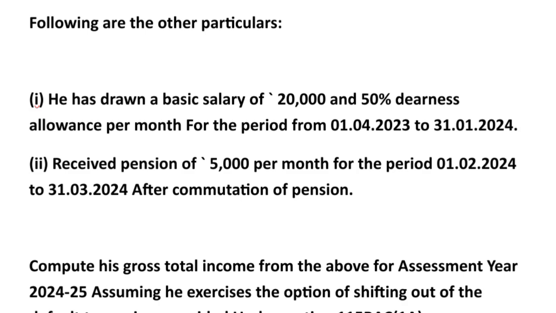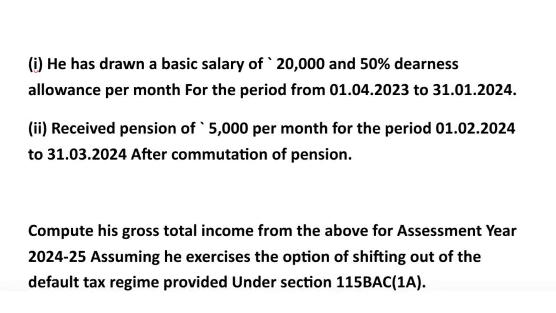First one, he has drawn a basic salary of 20,000 and 50% DA allowance per month for the period from 1st April 2023 to 31st January 2024. Second, he received pension of 5,000 per month for the period of 1/2/2024 to 31st March 2024 after commutation of pension. Compute his gross total income from the above for assessment year 2024-25, assuming he exercised the option of shifting out of the default tax regime provided under section 115BAC(1A).